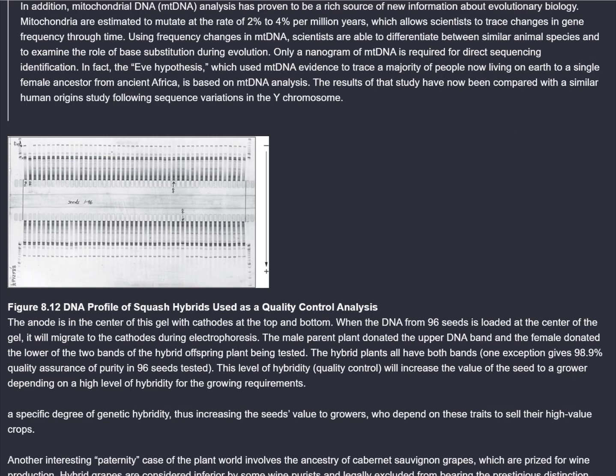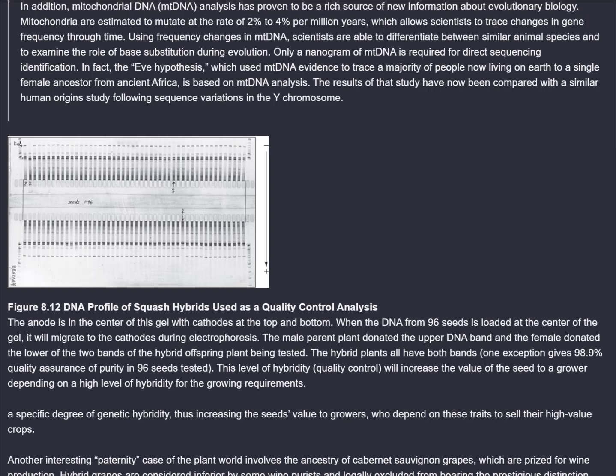In addition, mitochondrial DNA, mtDNA, analysis has proven to be a rich source of new information about evolutionary biology. Mitochondria are estimated to mutate at the rate of 2% to 4% per million years, which allows scientists to trace changes in gene frequency through time. Using frequency changes in mtDNA, scientists are able to differentiate between similar animal species and to examine the role of base substitution during evolution. Only a nanogram of mtDNA is required for direct sequencing identification.